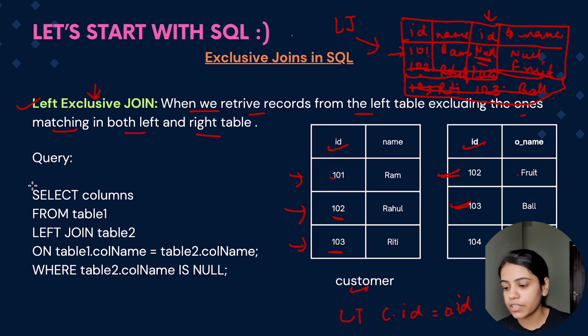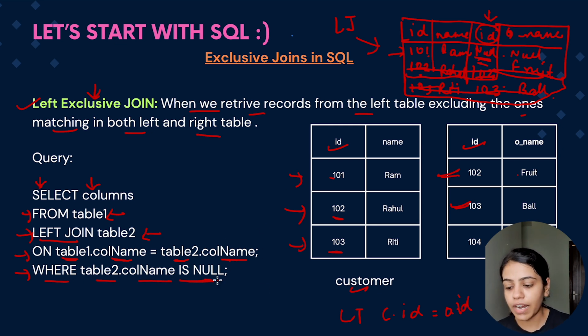So here, first we'll write the query for the left join. We will write select, and then provide the columns which we want to show in the final result, then from, then the left table name, then left join, and then the right table name, then the join condition. So table1.column name is equal to table2.column name, and then again we will provide the condition to exclude the matching rows. That condition can be where table2.id is null, or where table2.name is null. So we can provide the condition where table2.column name is null.